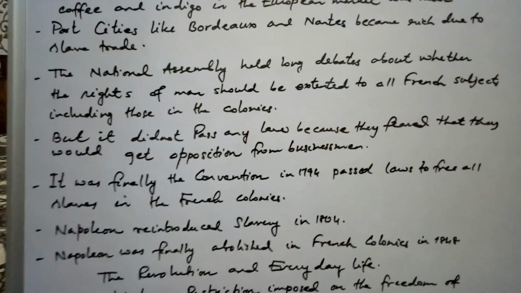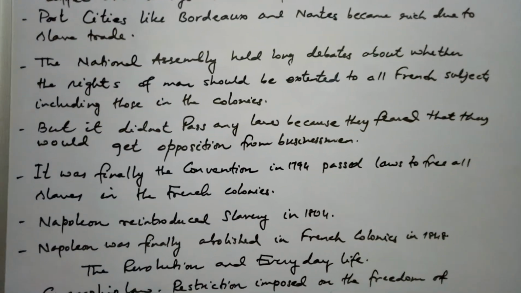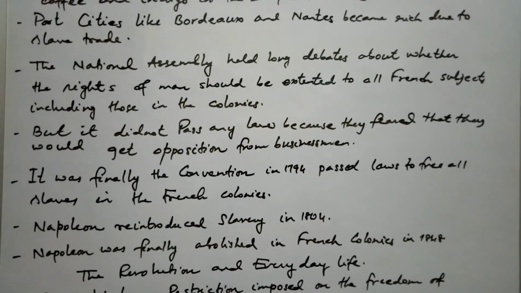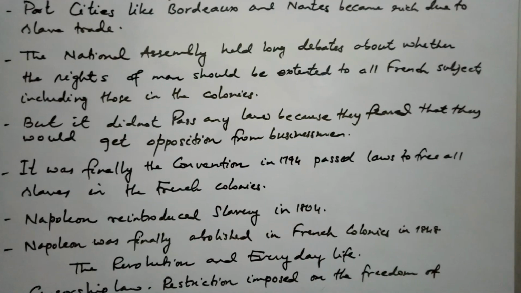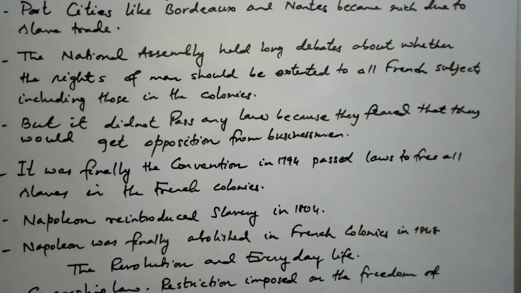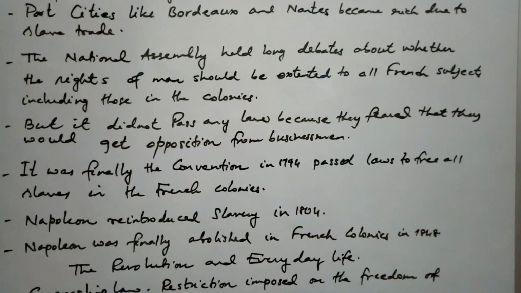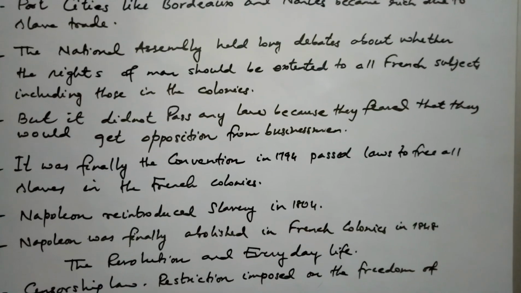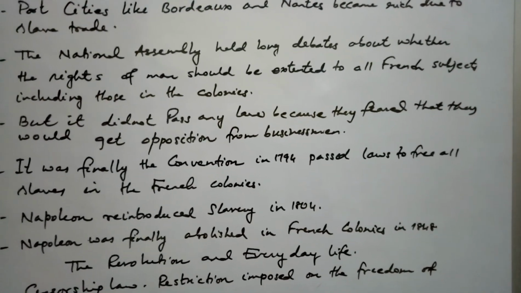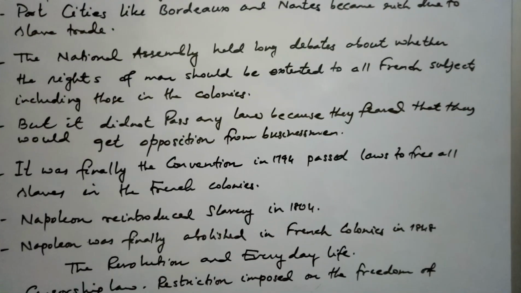Now what does this mean? The National Assembly held long debates and discussions on whether slavery must be declared illegal or not. They wanted the slave trade to come to an end, but they did not pass any laws because they feared that if they passed laws, businessmen would oppose them. Businessmen cannot function without the slave trade.